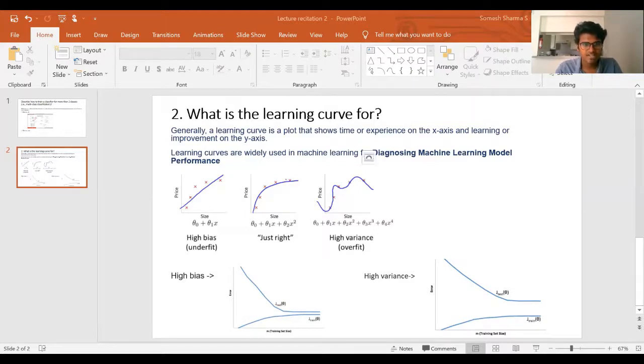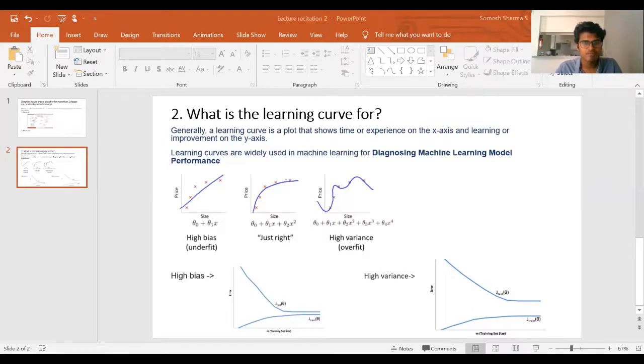The next one is the high variance. The learning curve on the bottom right shows a large gap between the training and test set errors. So that algorithm is suffering from high variance. This is the plot between error and the training data set size.